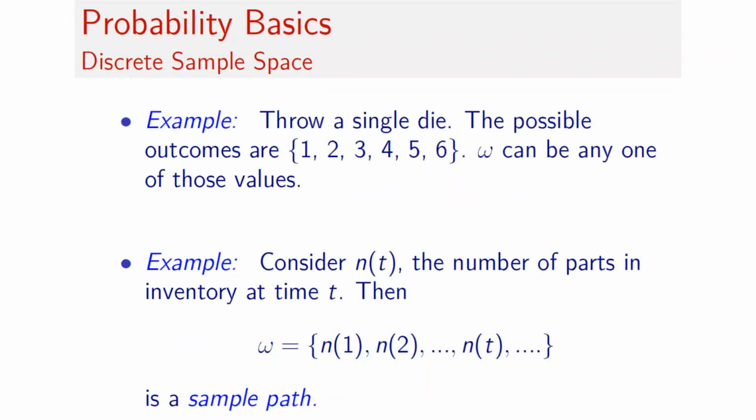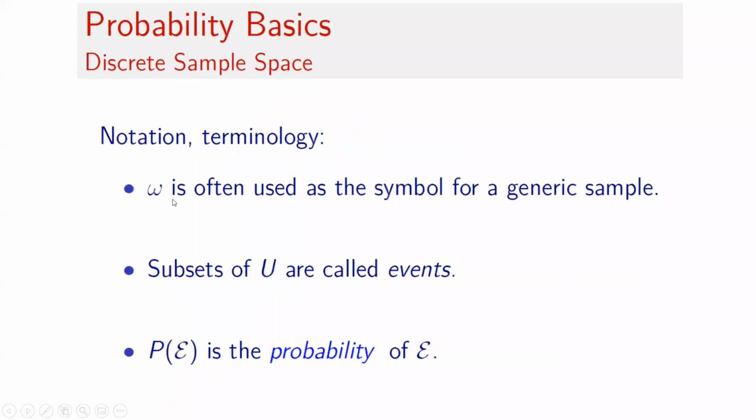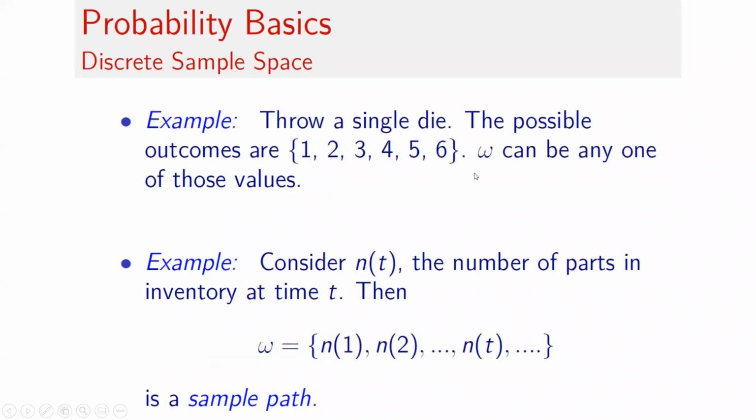Here we have an example to understand this. If you roll a single die, the possible outcomes are 1, 2, 3, 4, 5, and 6. Here, lowercase omega can be any of those values. Remember that lowercase omega is a generic sample. So if I throw a die and I can have 6 different values at the end, lowercase omega can be any of those values.